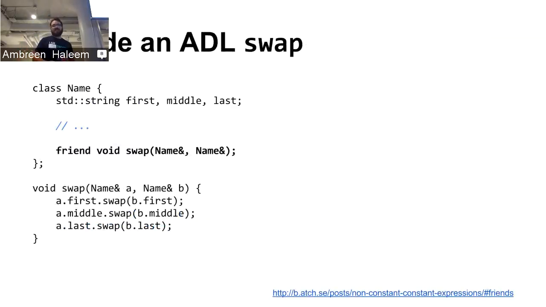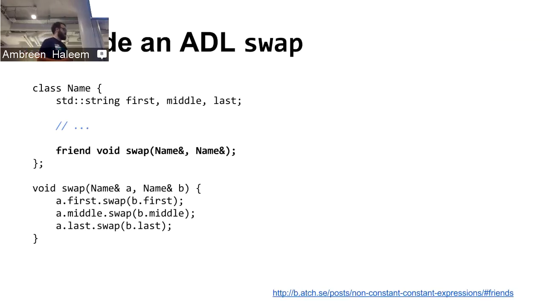So the right answer is, as you probably already guessed, this is probably not super surprising: provide an argument-dependent lookup swap, which means provide a free function swap in your own namespace. And it can be implemented in a pretty obvious way. Now we can provide this function swap, but it's not going to be a member function, so we're going to have to make it a friend.